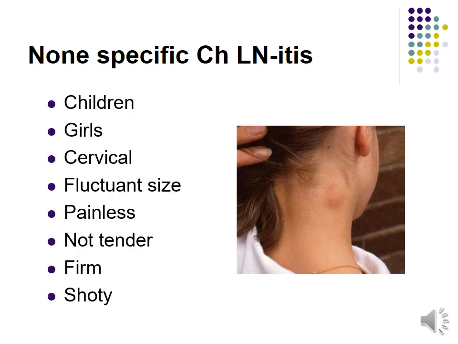What's the character of it? Usually in children, common in girls because they have long hair. Common site is the cervical regions, followed by inguinal regions, as we said before. It's fluctuant in size. Sometimes the mothers can feel it, sometimes she couldn't find it. It is usually firm, painless, not tender, and shotty. You can count it easily.